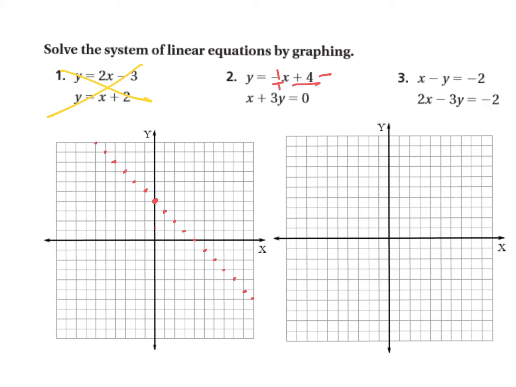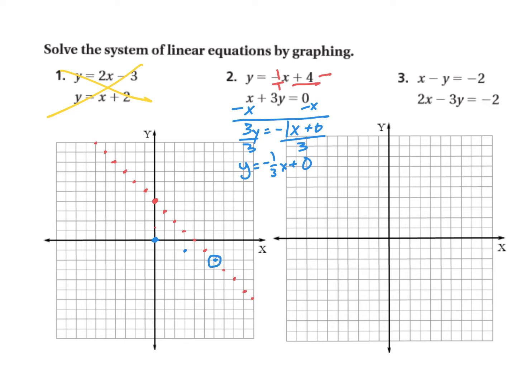Now let's change this one to slope-intercept form. We subtract x on both sides, which gives us 3y equals a negative 1x, plus 0. Divide by 3, so y equals -1/3 x, still plus 0. So our y-intercept is 0, and the slope is -1/3, which means I'm going to go down 1 and to the right 3. Down 1 and to the right 3.